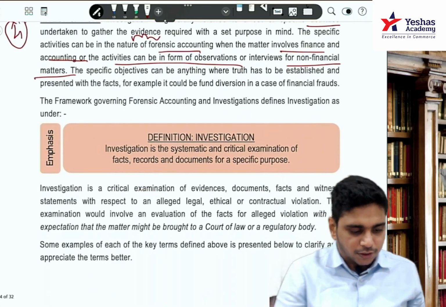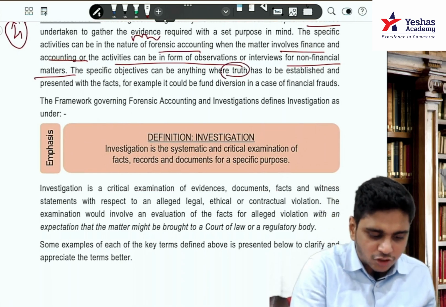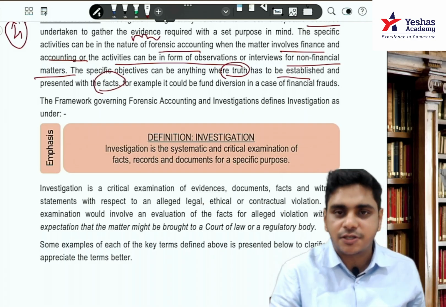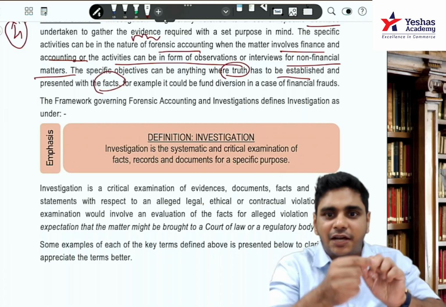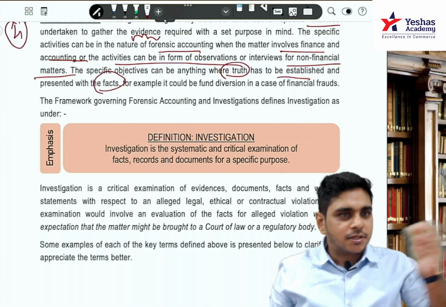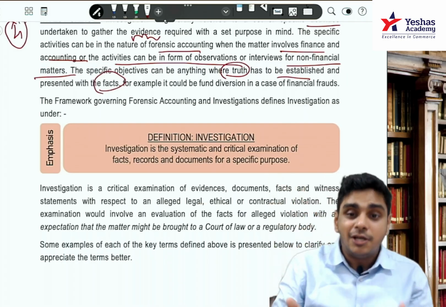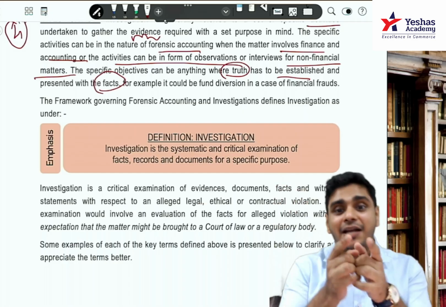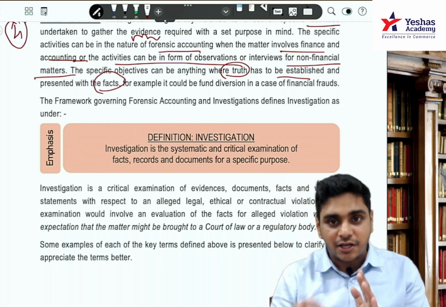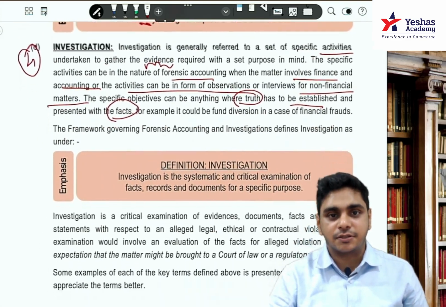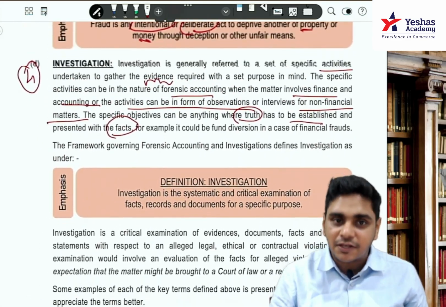Now here you have to establish whether truth has to be established and presented with a fact. For example, it could be fund diversion in case of financial fraud. Funds have been diverted. Company has taken a loan and those loans they have used for personal purpose. What is the proof? You will collect that proof via investigation. So you will check the bank statement. It is called as what? Investigation. You will ask questions. It's a part of investigation.